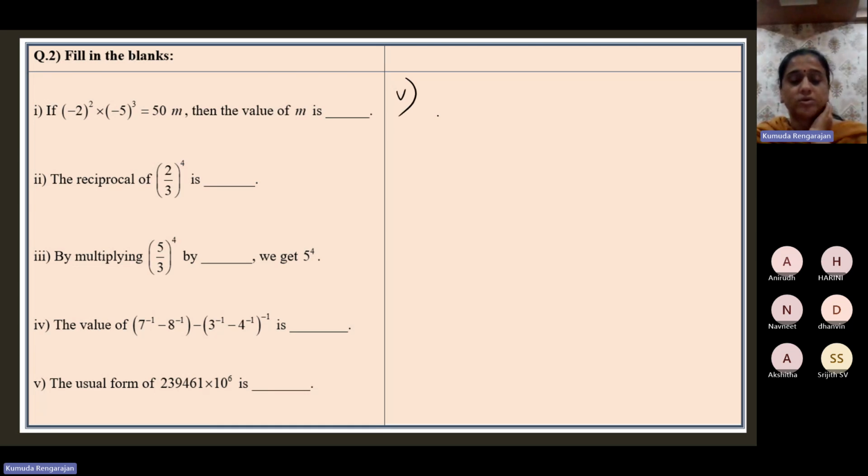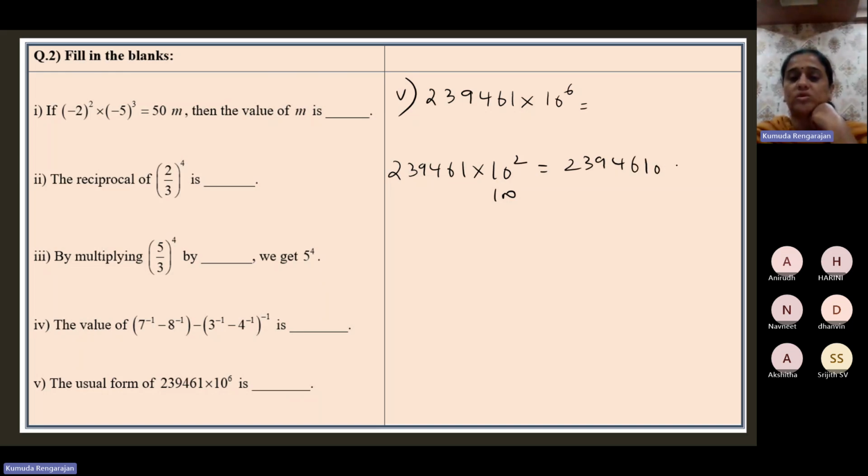What's the usual form? Ma'am, the answer is 239461 followed by 6 zeros. Correct. So what is 239461 into 10 to the power 2? What is 10 to the power 2? 100. 10 to the power 2 means 100. So what will be the answer? 239461 into 100 is 239461 followed by 2 zeros.